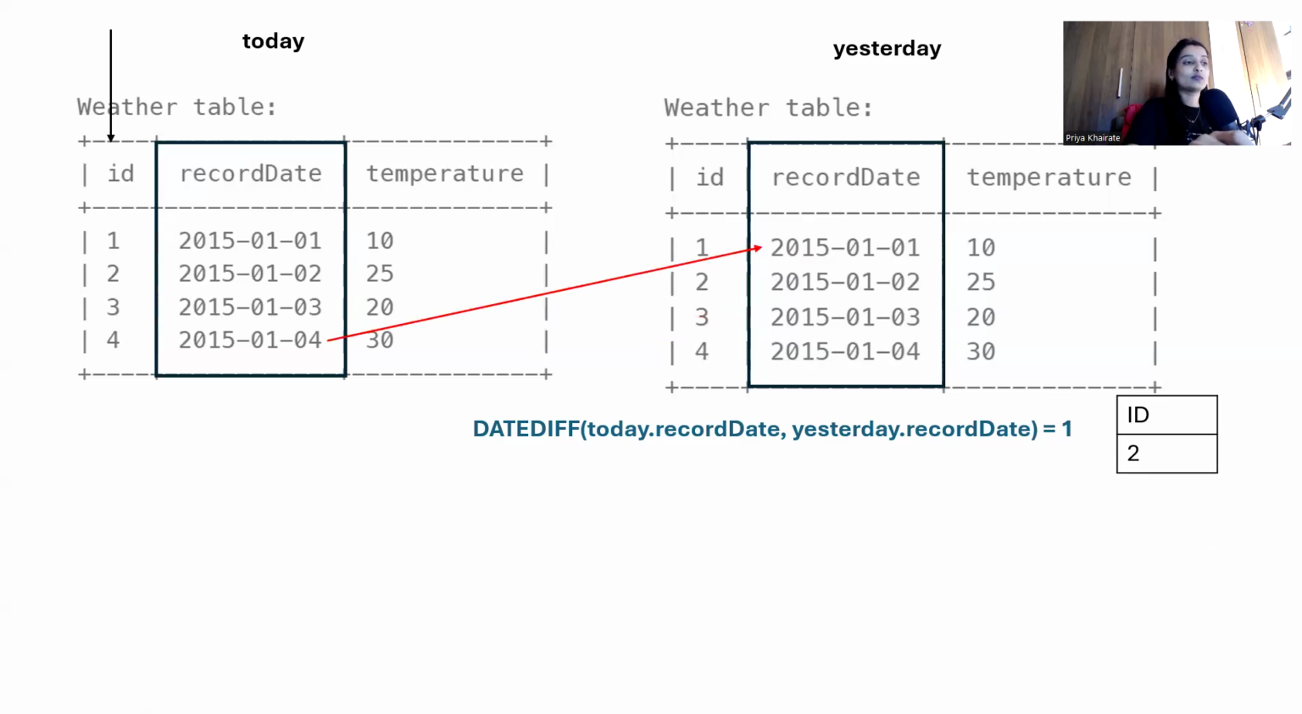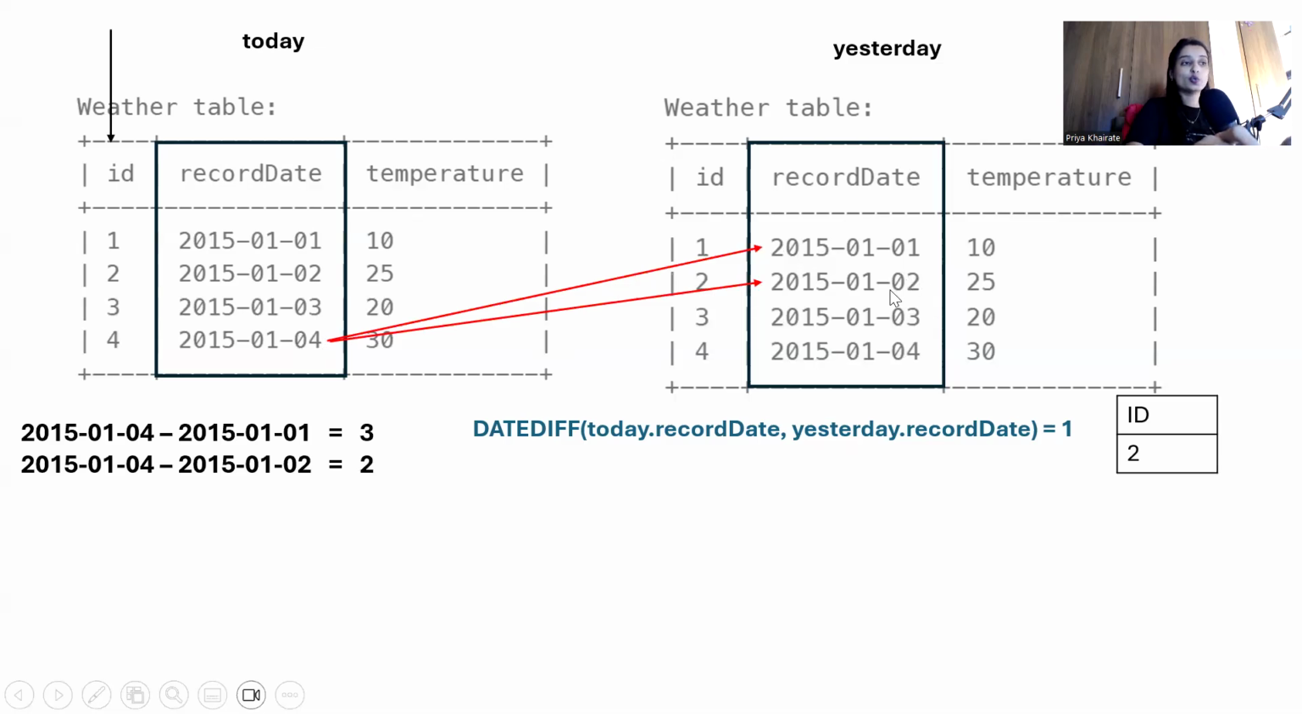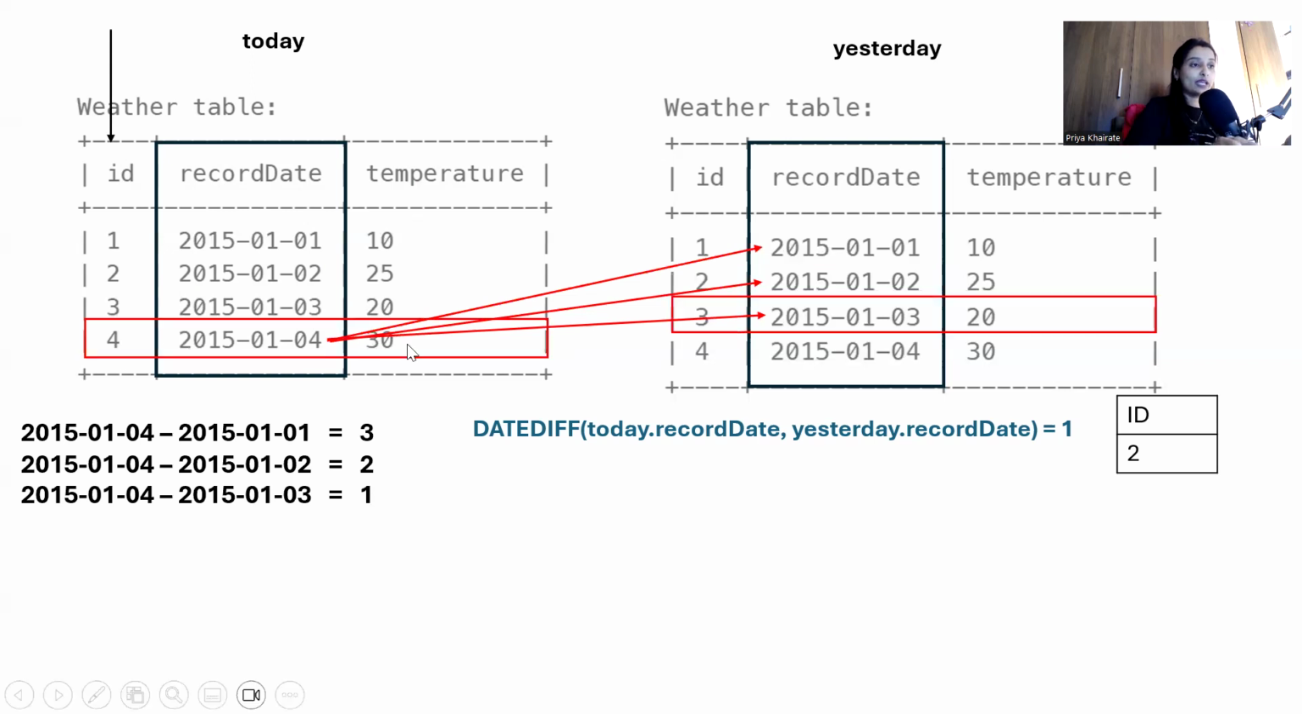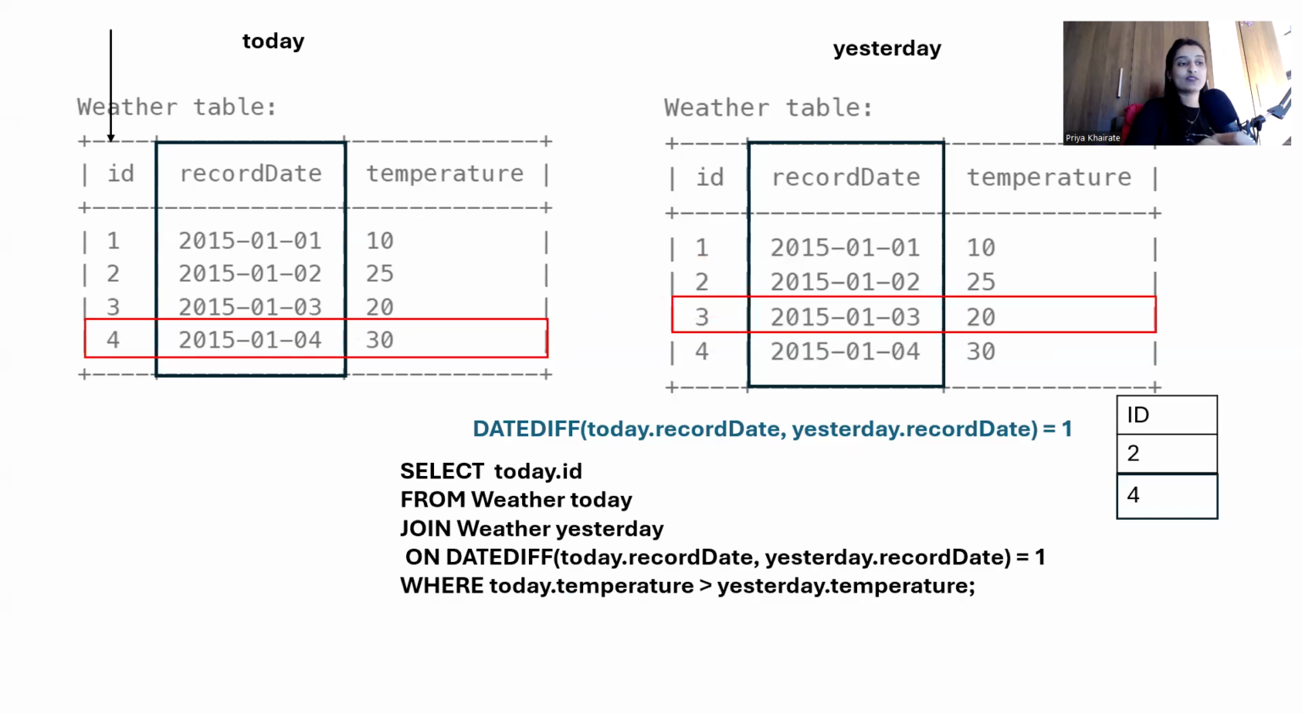So last record. 4 minus 1, 3. 4 minus 2, see date. 4 minus 2, this date. It is 2. 4 minus 3, 1. So this temperature we have to collect 30 and from this table temperature is 20. Who is greater? 30 is greater. So for this 4 ID we have to return in the output. That's all, guys. So what is our query? This was our query. Clear, everyone? How the queries will be executed? So you should know how the cross join works. Then and then only you can solve the queries.